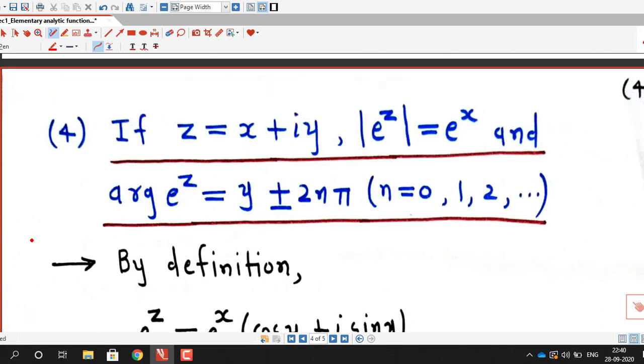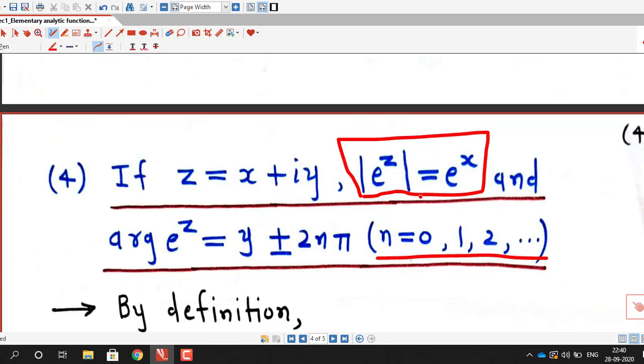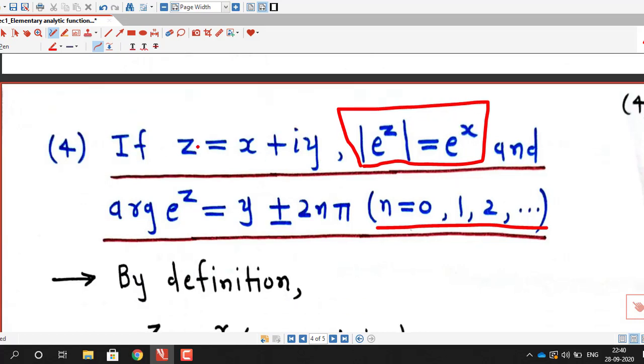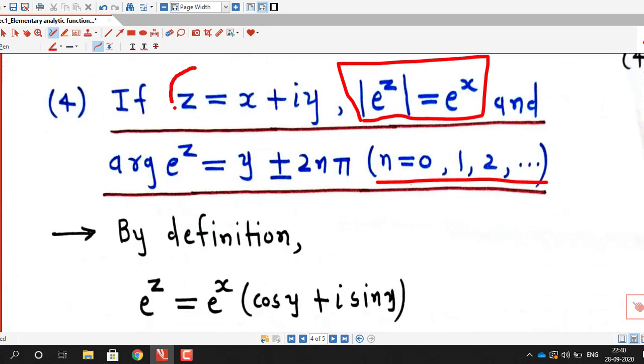Next property, if z is x plus iy, then absolute value of e raised to z is e raised to x, and argument of e raised to z is y plus or minus 2n pi. N can take the values 0, 1, 2 and so on. So to find out modulus of e raised to z, we have to first write down definition of e raised to z. We just discussed that if z is x plus iy, e raised to z is e raised to x into cos y plus i sin y.